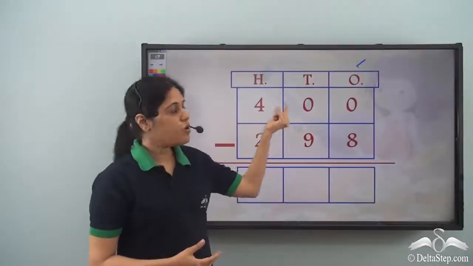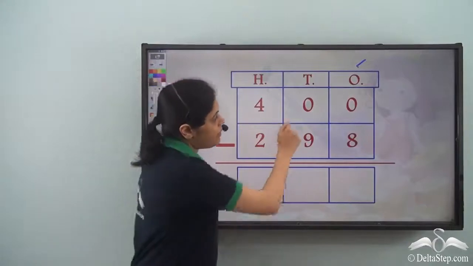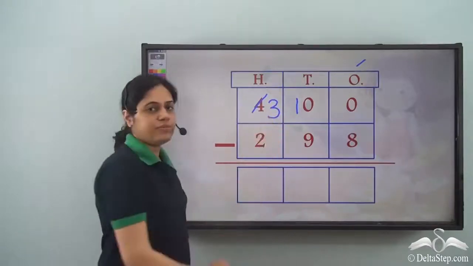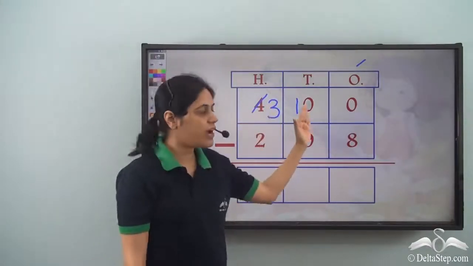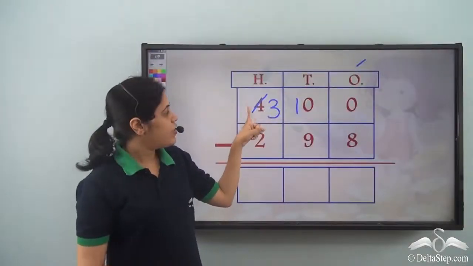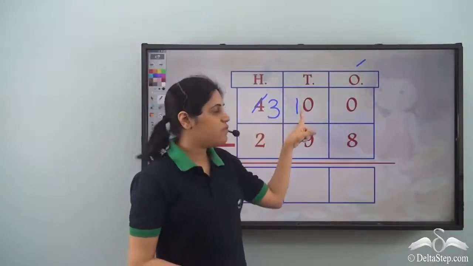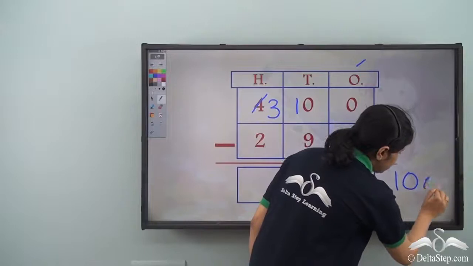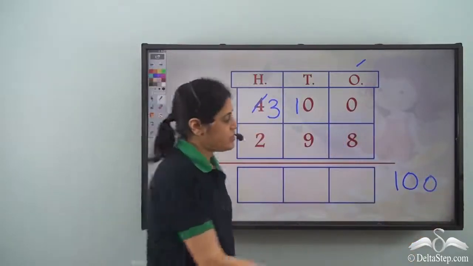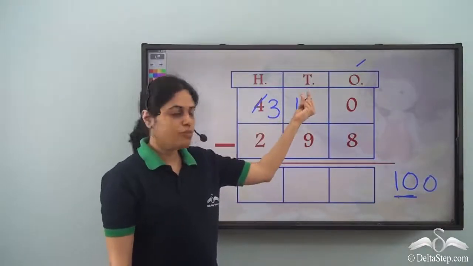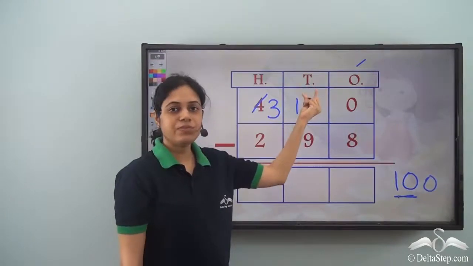So this 0 borrows from this 4 and becomes 10, and this 4 becomes 3 because 4 has given 1 to 0. Now what is happening here? This is 4 hundreds. Now 4 hundreds has given 1 hundred to this 0. So 1 hundred is also 10 tens. So I have 10 in the tens room because this means 10 tens.